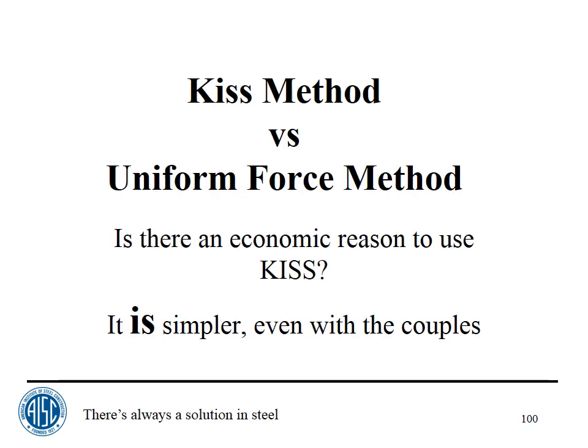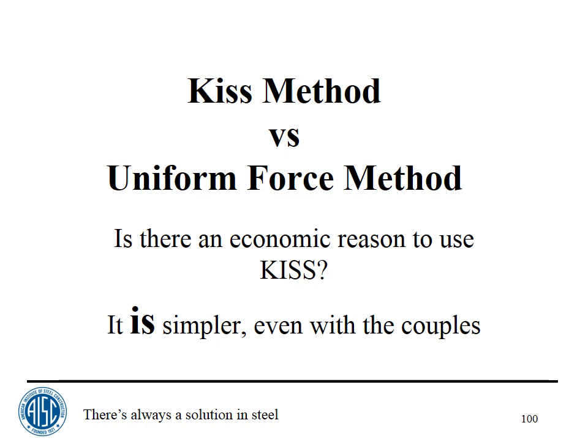But is it economic? The KISS method versus the uniform force method. Is there an economic reason to use KISS? If you're going to do one of these, I don't think it makes a heck of a lot of difference. But if you're going to do 1,000 of these connections, it makes a big difference. It is simpler. There's no question about it, even with the couples. And as I said, the couples were generally not used.